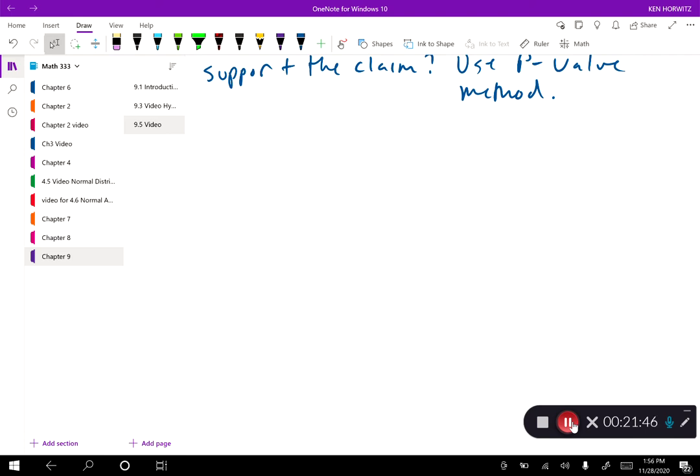So we're going to start the same way. Our null hypothesis is going to be that our proportion is less than or equal to 0.25. And then our claim is that our alternative is that our proportion is greater than 25%.